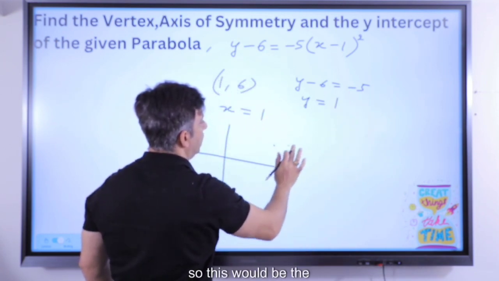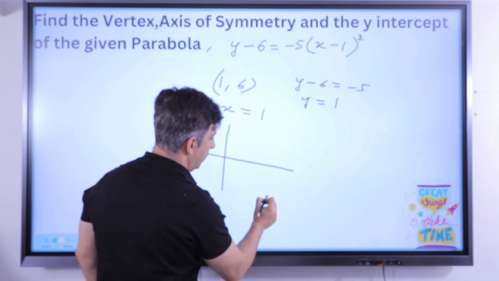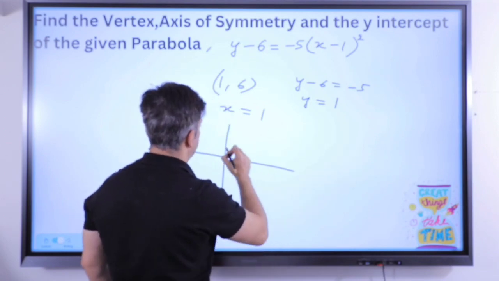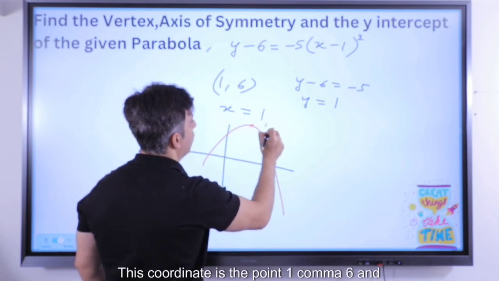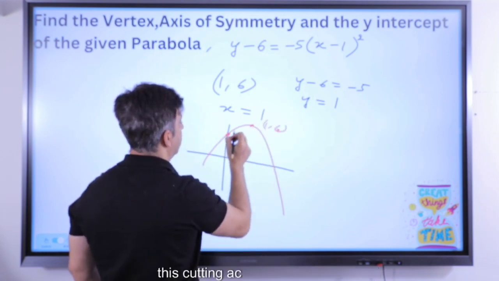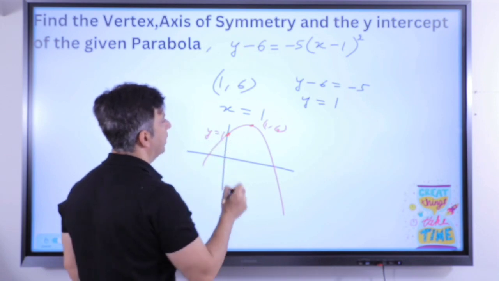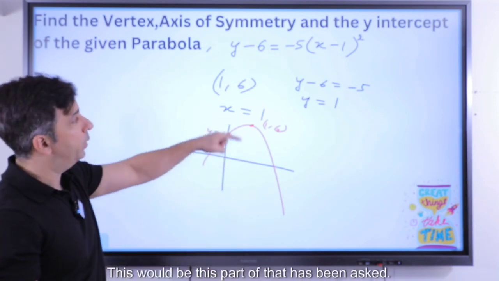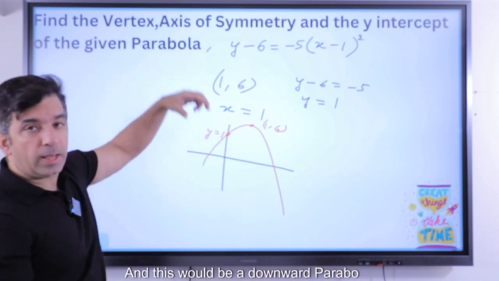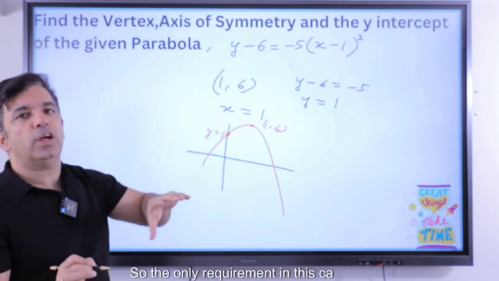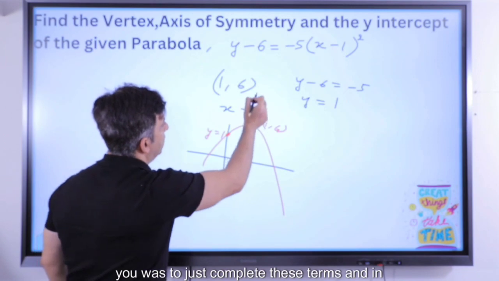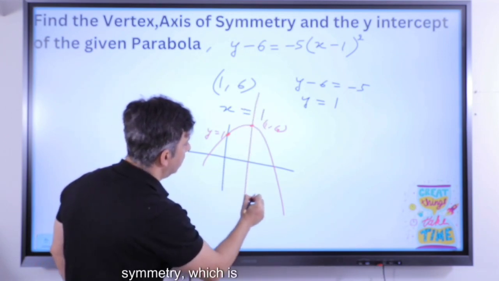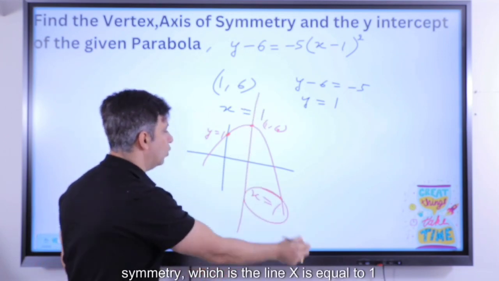So this would be the exact shape of this parabola. This coordinate is the point 1, 6 and it is cutting at y is equal to 1. This would be the parabola that has been asked, and this would be a downward parabola. So the only requirement in this case for you was to just complete these terms. And in this case, this would be the axis of symmetry, which is the line x is equal to 1.